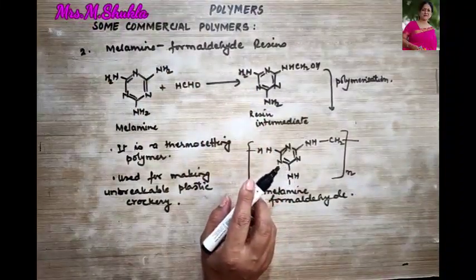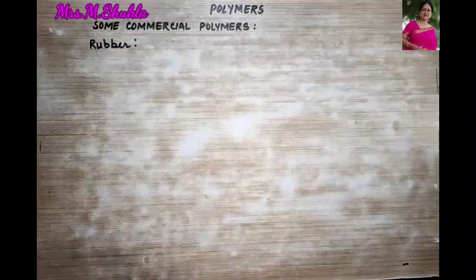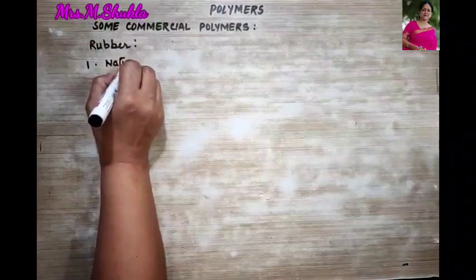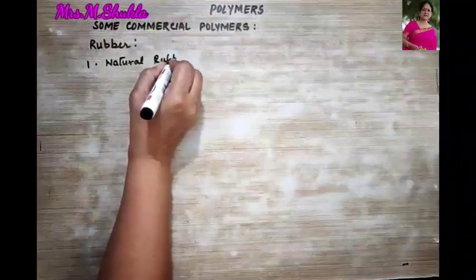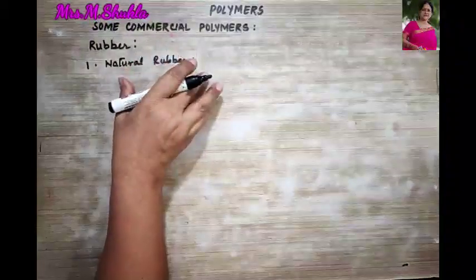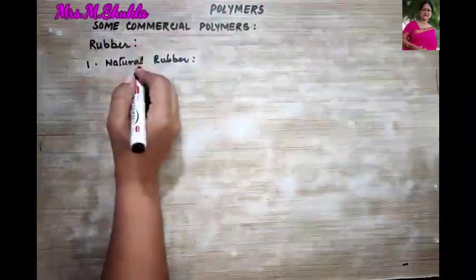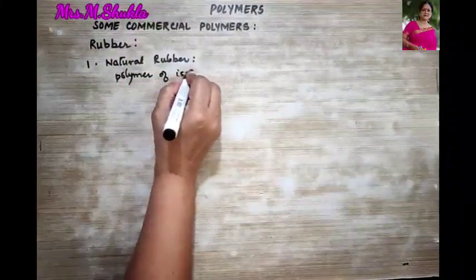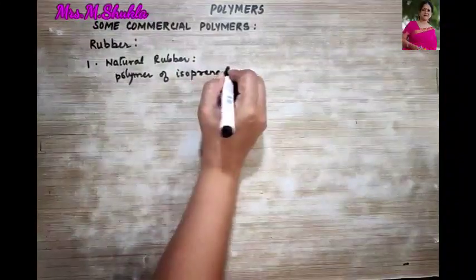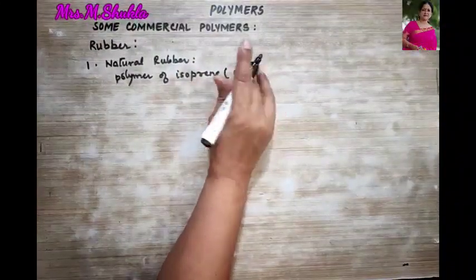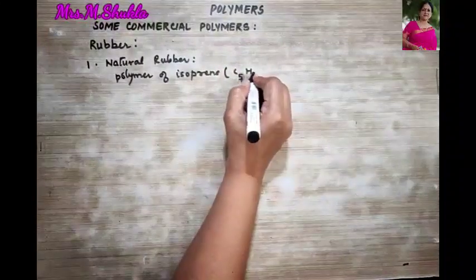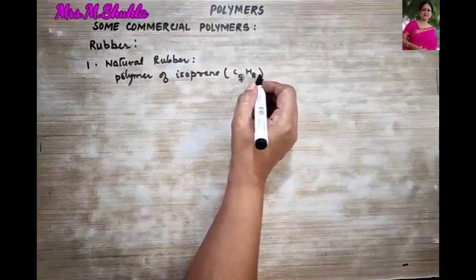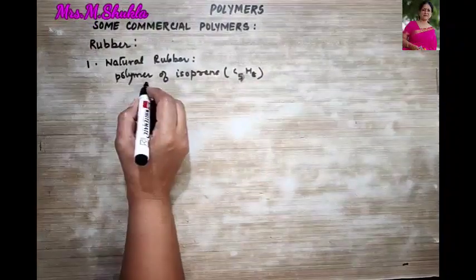Now we next move to certain rubbers. So let us first talk about natural rubber. Okay, natural rubber. So it is a polymer of isoprene, right? It is a polymer of isoprene. What is the formula of isoprene? C5H8. So it is also called as polyisoprene. So let us look at the structure of it.